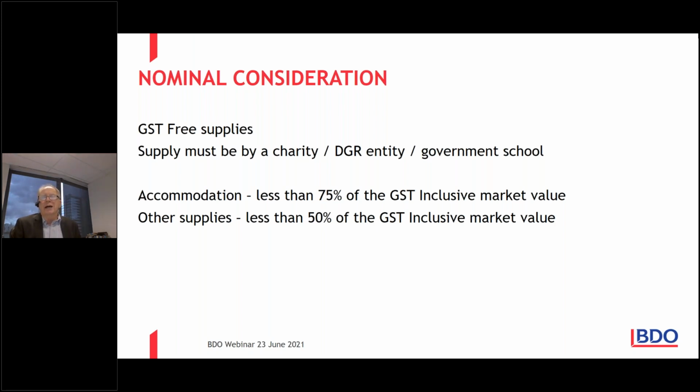Now, other supplies other than accommodation, where you've got this category of the Act referring to nominal consideration, then if it's not anything non-accommodation, it has to be for less than 50% of the GST inclusive market value. So you've got to again be able to evidence how did we come up with the fact that the market value is far greater than the price at which we're selling it.